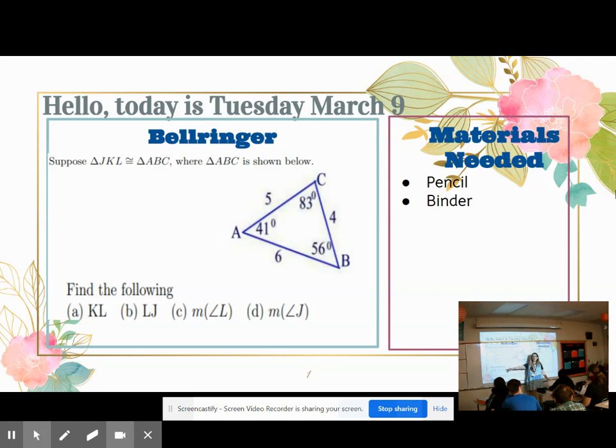Okay, so you have to remember all the way back to chapter 1 that KL means the length of segment KL. So you can't forget about geometry notation. I know that now. Okay.